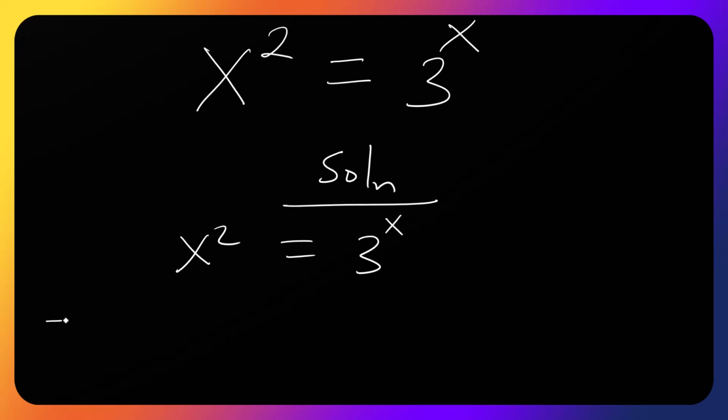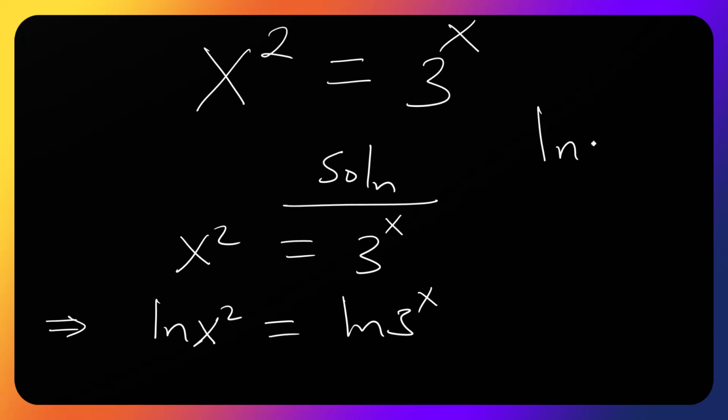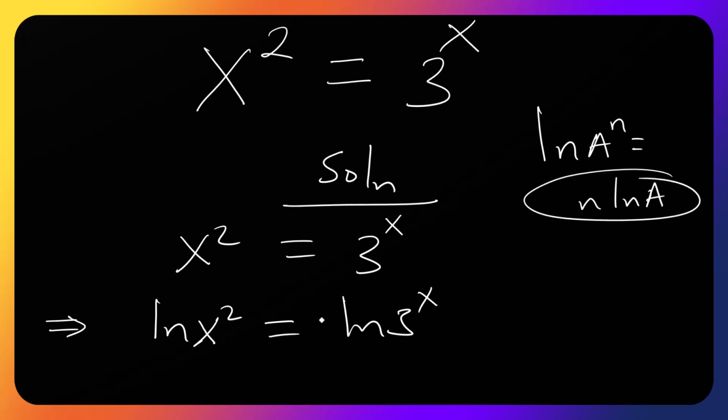Now, what we are going to do here is to bring the powers down. So I will take the natural log on both sides. So that will be ln of x squared equals ln of 3 to the power x. So this one is a power rule. When we have ln of a to the power n, the same as n ln of a. So we have 2 ln of x equals x ln of 3.